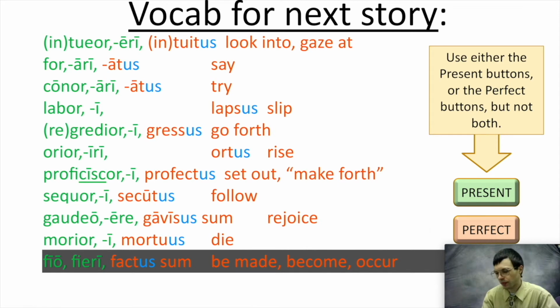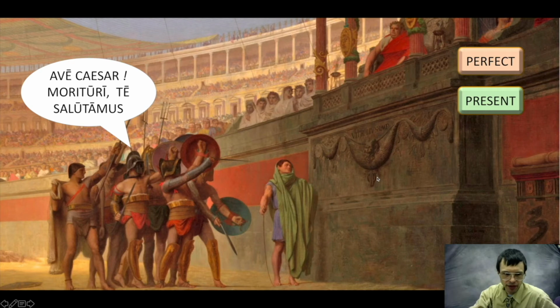First, I'll do present. So this is to convey to you how these PAPs can work in the past and set the stage for the main verb. So let's see what happens here. Hail Caesar, about to die, we salute you.